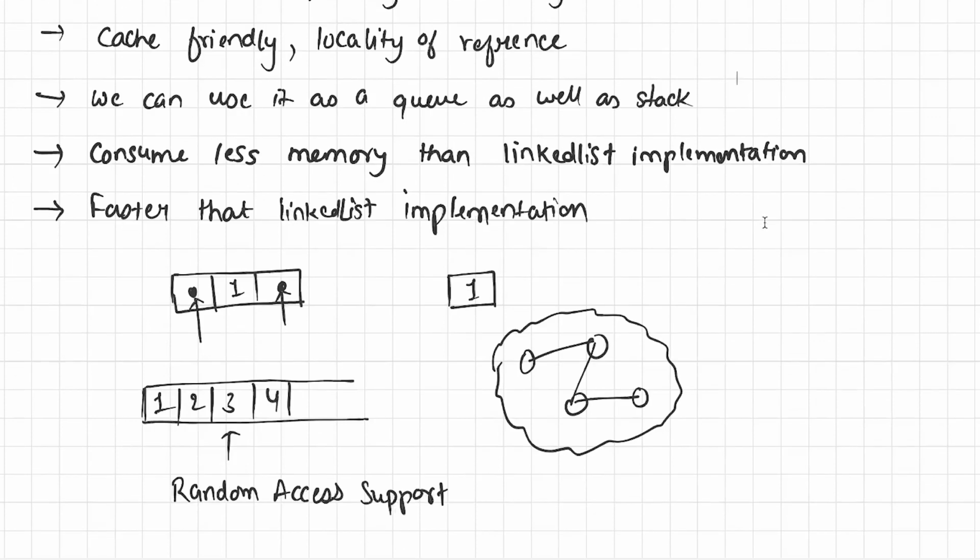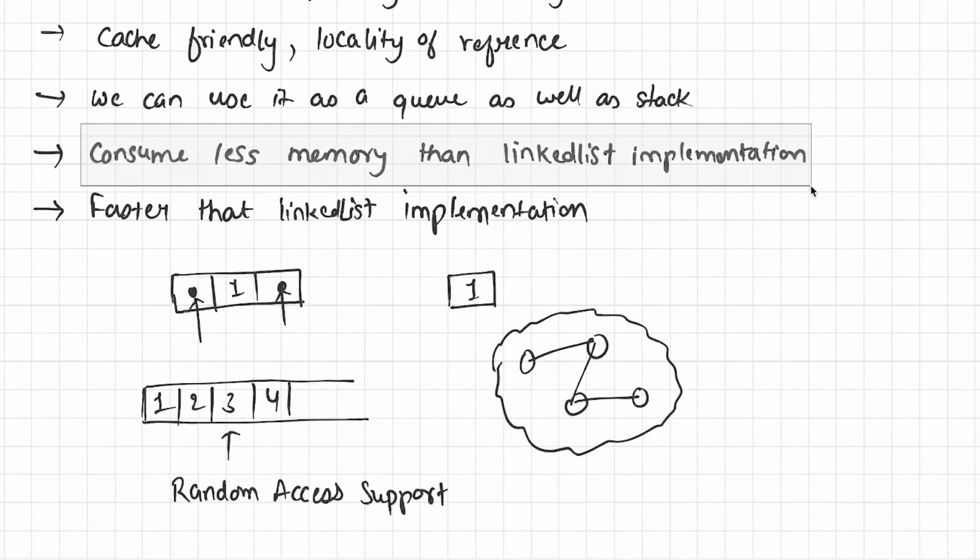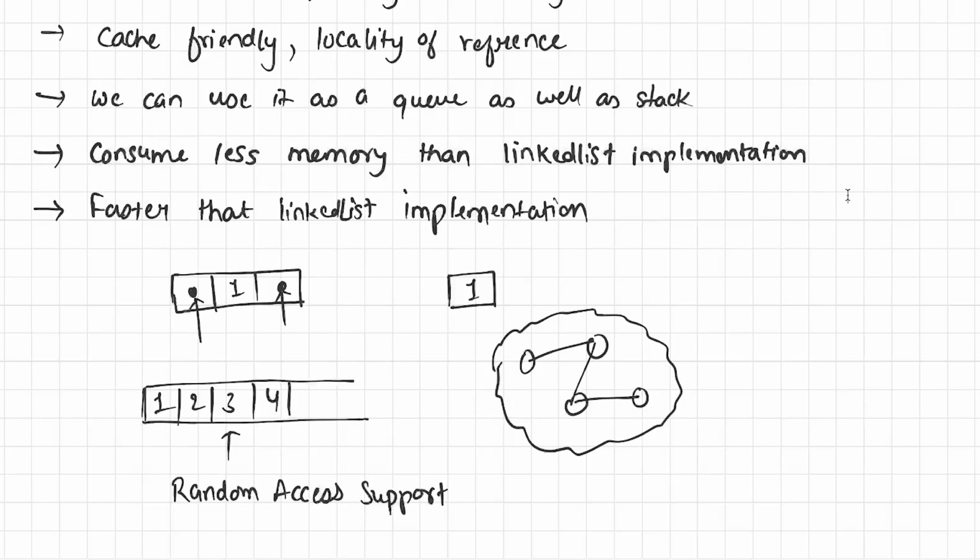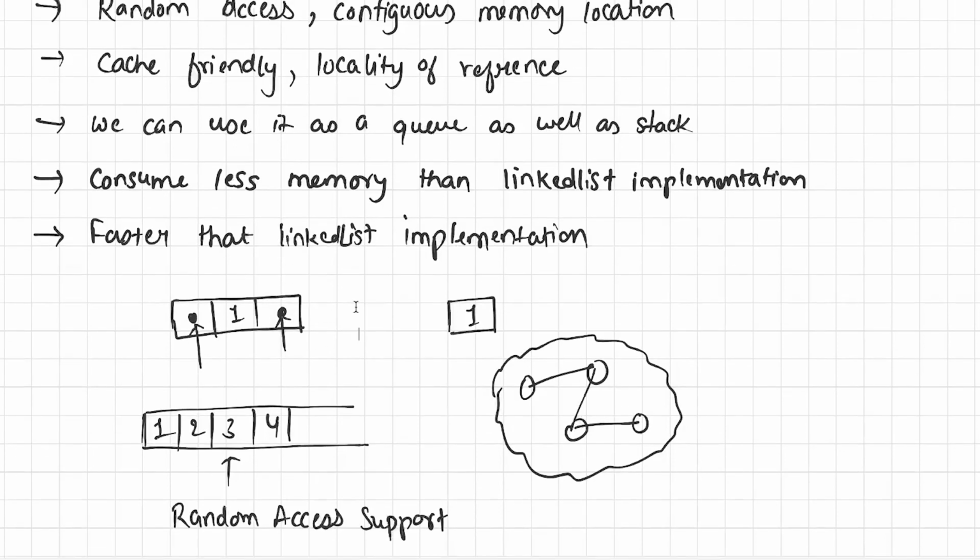Okay. Now the next feature is, ArrayDeque consumes less memory than the linked list implementation. And why is it so? Because a linked list is made up of nodes, and if you look at each node of a linked list, you will see that a node contains three things. First one is data, and the other two things are the reference to the previous node and the reference to the next node. So in order to store the references, we again need some more memory.